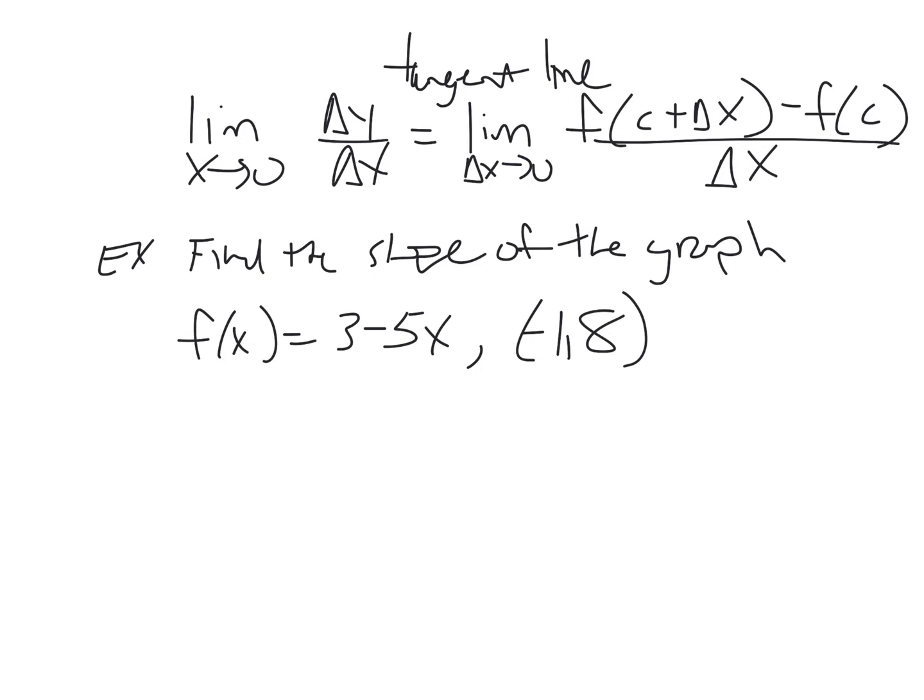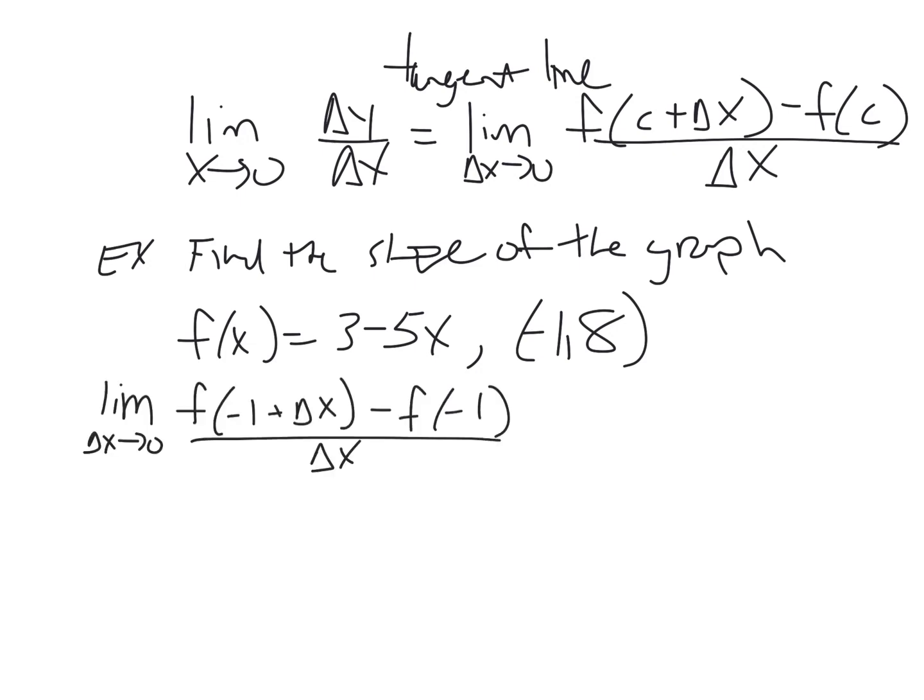So let's go through this. So we set it up. The c value is whatever is the x value in your ordered pair you're trying to find the slope of at that given point. And then we're going to plug in this whole expression in here, and then this, we're just going to evaluate f of -1. So we're going to have 3 minus, we'll put a 5 there first, 5 parentheses 1 minus -1 plus change in x, minus, we plug in -1, you're going to get an 8. So minus 8 over change in x.